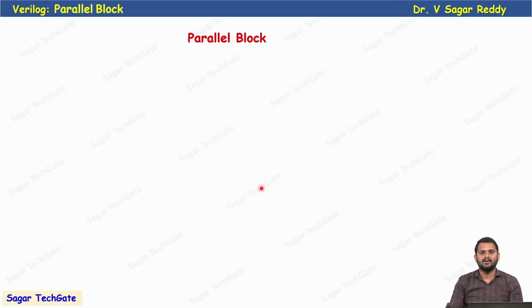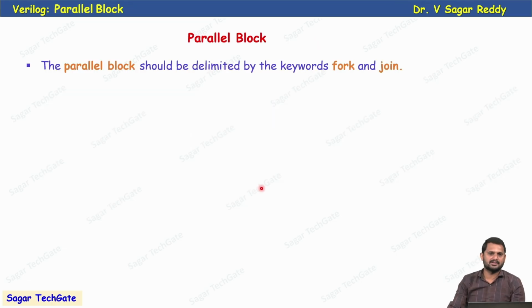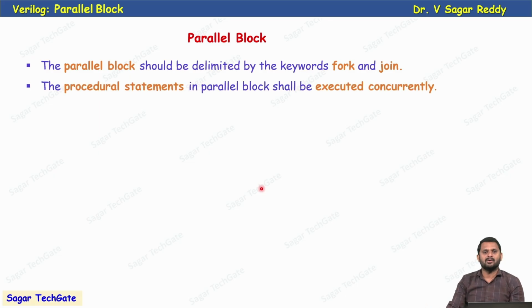Clear? So coming to the parallel blocks. A parallel block should be delimited by the keywords fork and join. Remember, fork join is used only for simulation purposes. It is not synthesizable. Remember that point. Now the procedural statements in the parallel block shall execute concurrently. All will start execution at the same time.